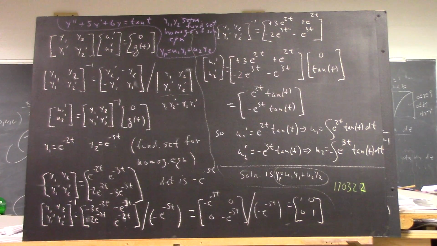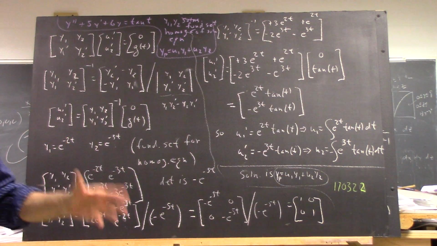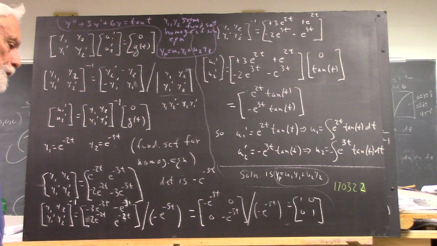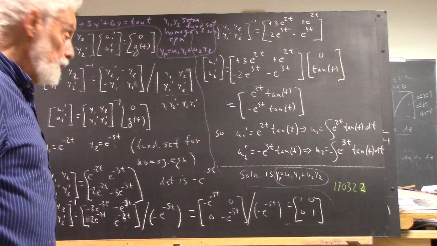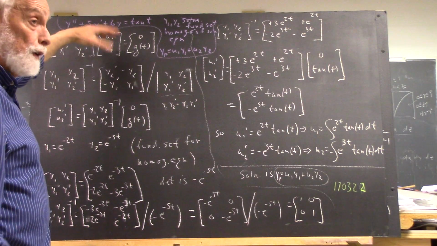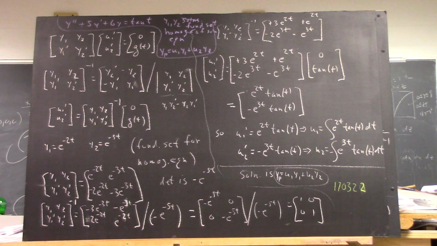I don't care if you do that, because we're probably not going to get to the 3 by 3 case, but you should be warned that if you get to the 3 by 3 case, you're going to have to do that. Now, u1 prime, u2 prime then will be the inverse matrix times this column matrix 0, g of t. Again, it's mysterious where all this came from. We'll talk about it.